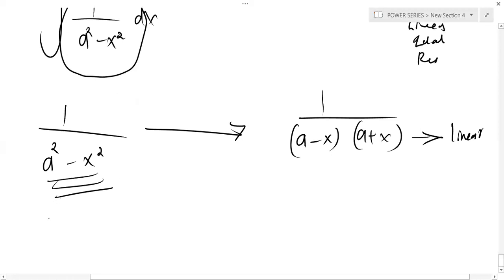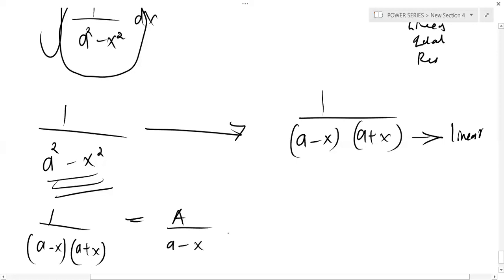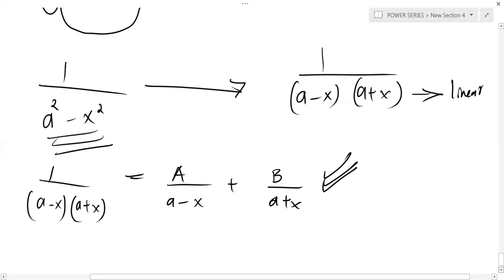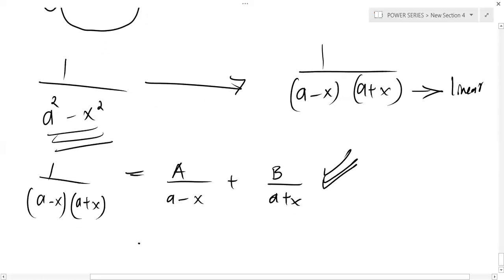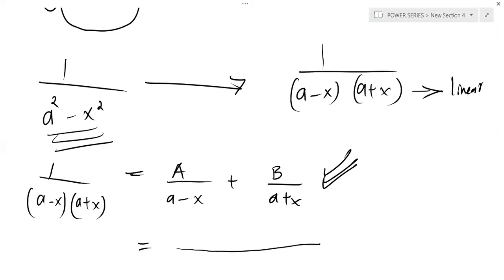Now, recall, how do we open up a linear denominator? We have 1 over (a minus x)(a plus x). How we open this up is A over a minus x plus B over a plus x. This is going to be our partial form. So we are going to look for the values of A and B such that this holds. Let's first put them under the same LCM.